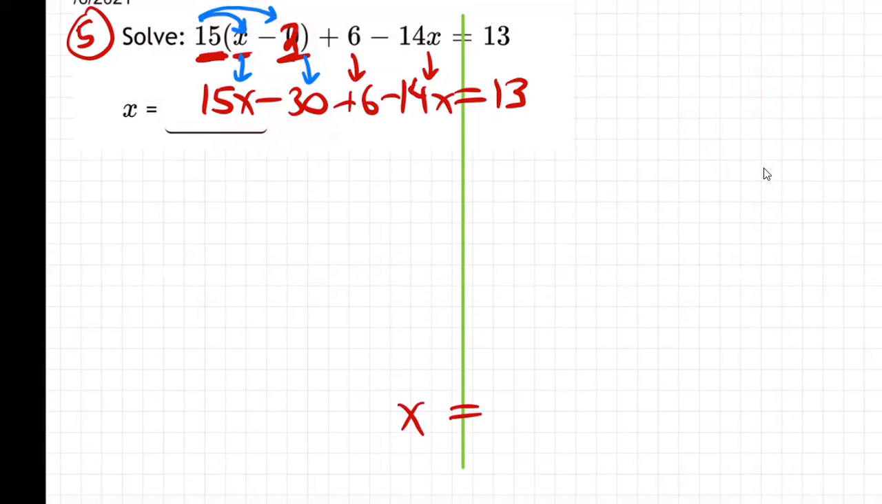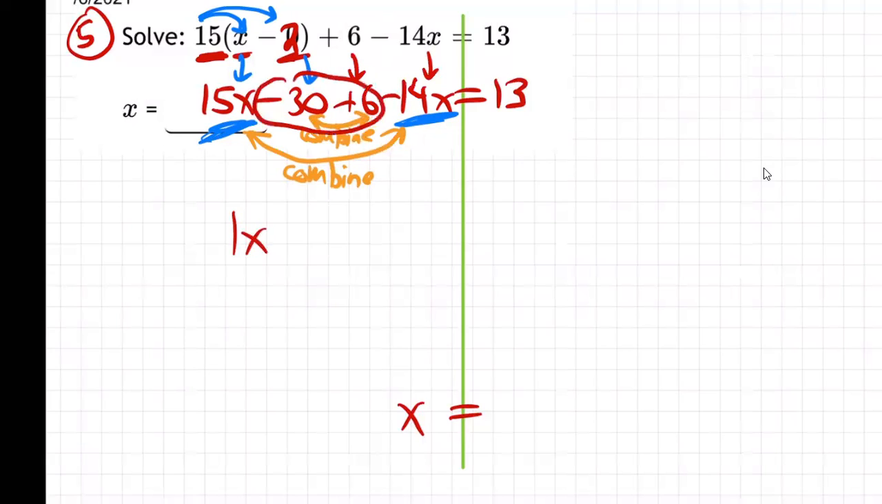Okay. So now we have 15X take away 14X, right? Because those are like terms. Remember, we combine those two because they're like terms. And then we're going to combine these two because they're also just plain old numbers, right? So 15X minus 14X is 1X. And minus 30 plus 6, just use your calculator if you're not sure. It's minus 24. Because think about money, remember positives and negatives are like gains and losses of money. If you lose $30 and you gain back $6, you lost $24.